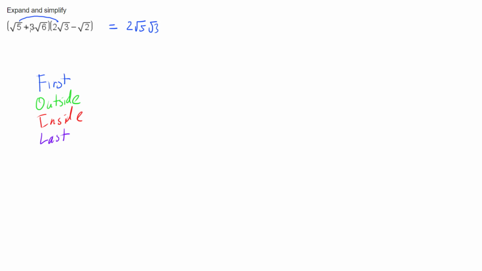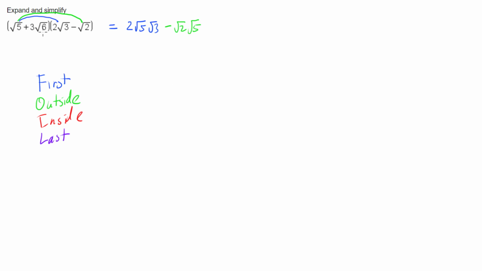Then I'm going to multiply the outside terms, so the first term on this one, the last term on this one, the two very outside ones. So I'm going to have root 5 times negative root 2. Because one of those is negative, negative times a positive is negative, and I'm going to have root 2 root 5.